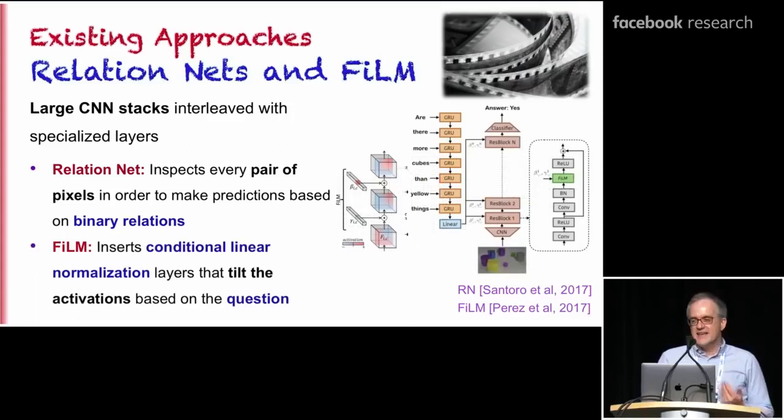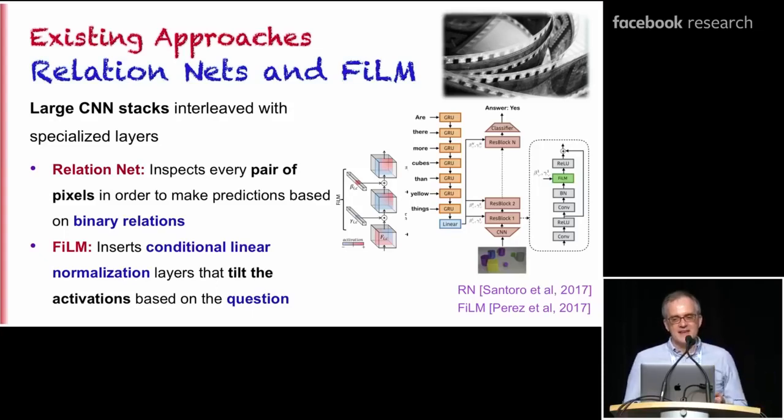And then more recently, again, from the University of Montreal, is the FiLM system. And it also sticks layers inside the convolutional network stack. But this time they're kind of like a controllable normalization layer where the processing of the question tilts the normalization that happens between the layers. It's a little bit harder to get an intuitive sense as to why that's a useful thing to do, but it is.